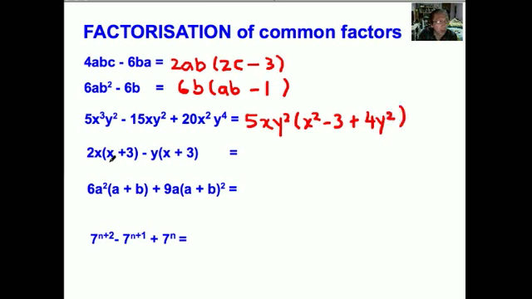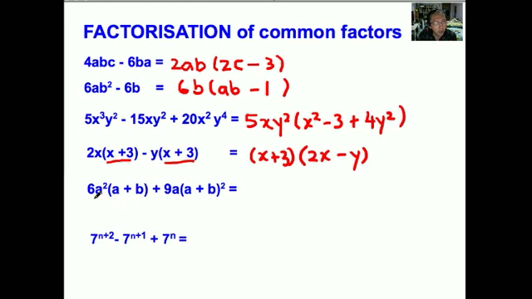In the next example, we have a common factor which is an expression in brackets. We take out this common factor, and what remains is 2x minus y, which we enclose in brackets.